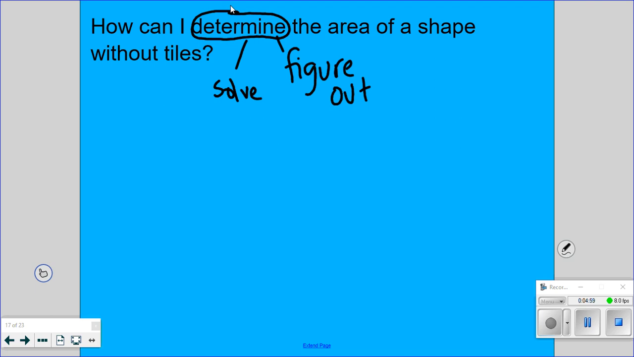Awesome synonyms. So when it says, how can I determine, Lincoln, I'm missing a math notebook. Where is it? Oh, can you put it on your table, please? Thanks, love.